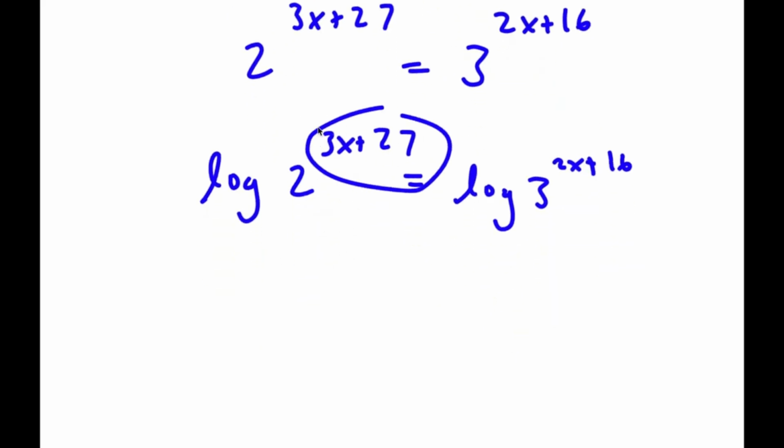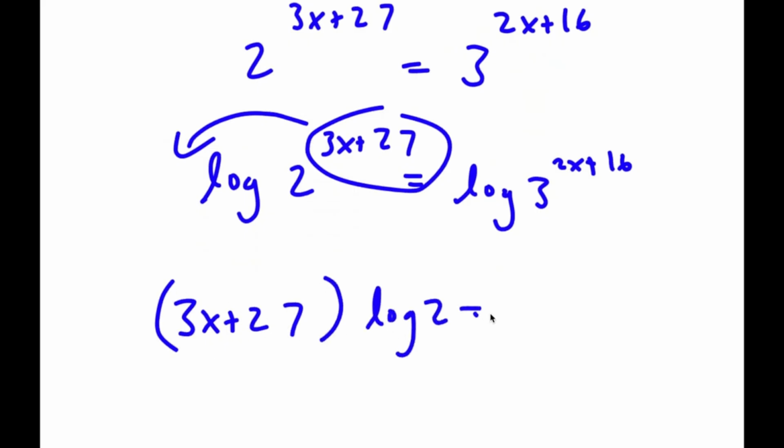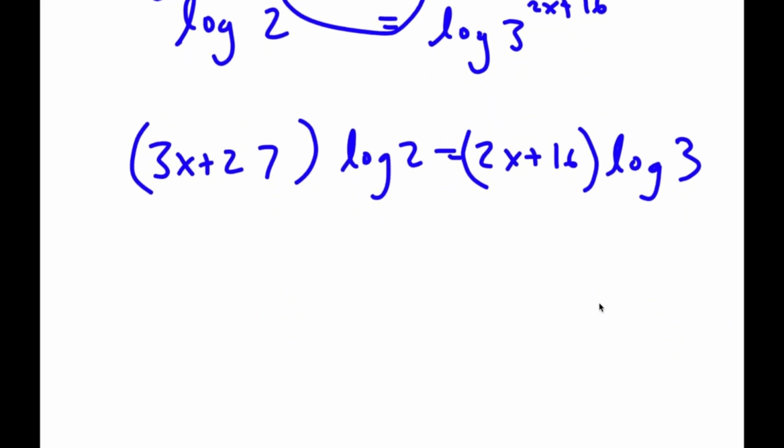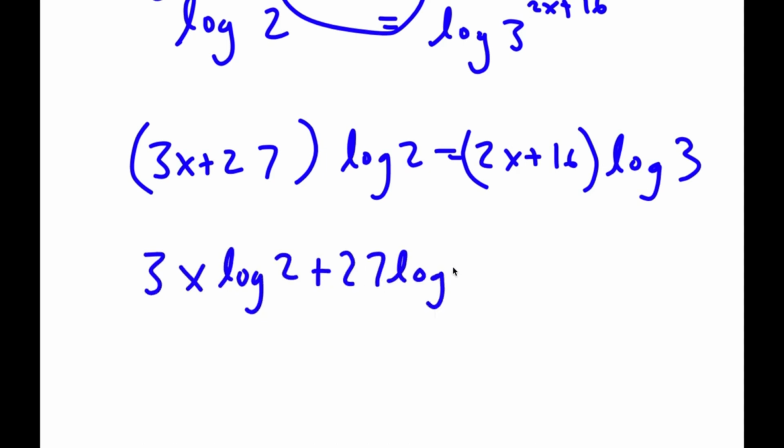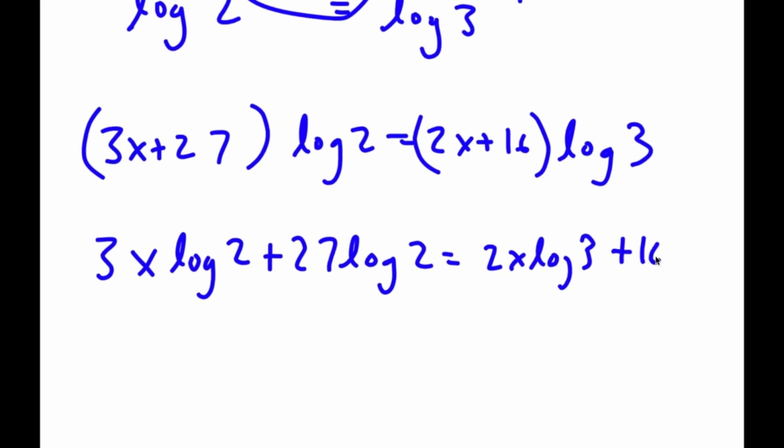Now, I can go ahead and move this to the front, same with this one, so I get 3x plus 27 times log 2 is equal to 2x plus 16 times log 3. So now if I distribute, I get 3x times log 2 plus 27 times log 2 is equal to 2x times log 3 plus 16 times log 3.